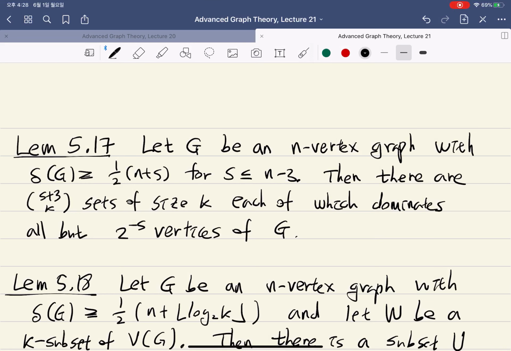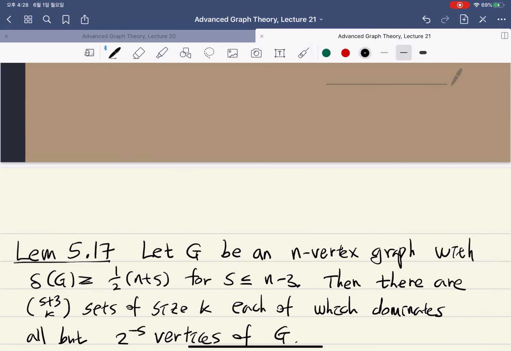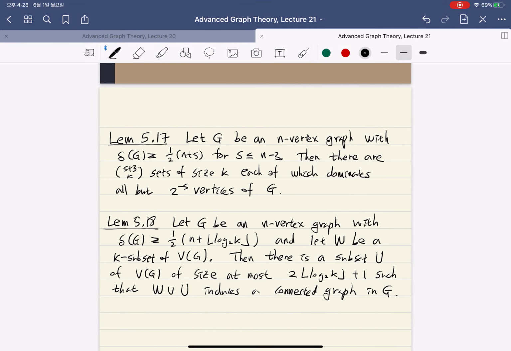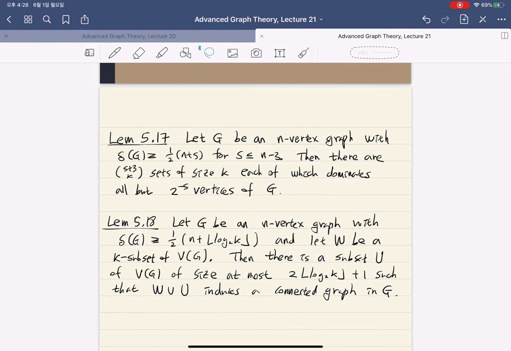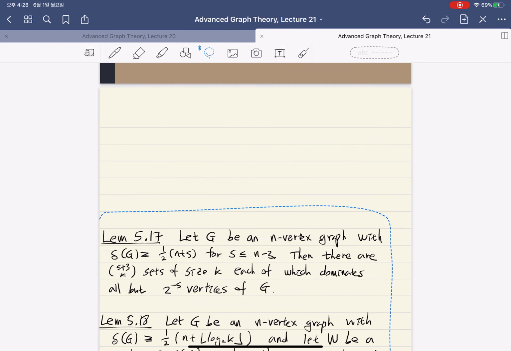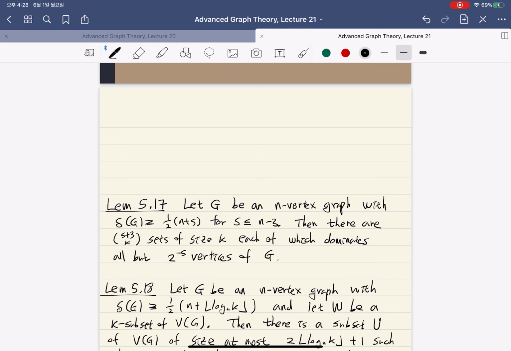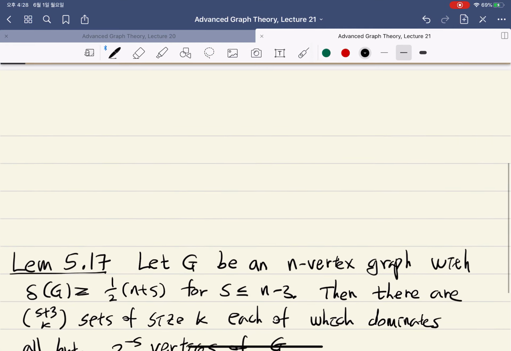So we were in the middle of proving the theorem by Kostochka and Thomason, which says that if you have a graph with certain average degree, let me see. Let's write down the theorem here again.